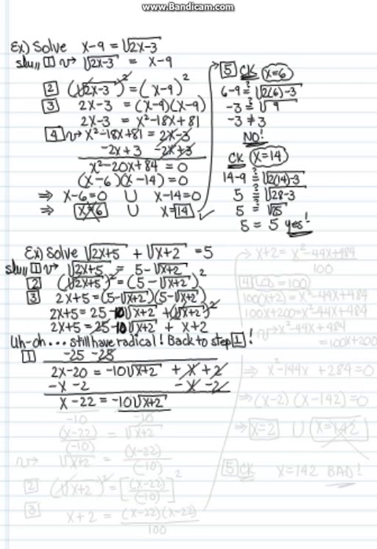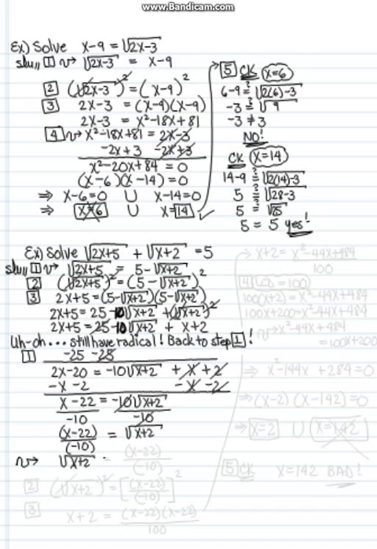So let's get rid of that negative 10. Let's divide both sides by negative 10. So that gives us x minus 22 on top of the fraction divided by negative 10 equals the square root of x plus 2. Great, we've got the radical isolated. Let's turn it around and put it on the left side.